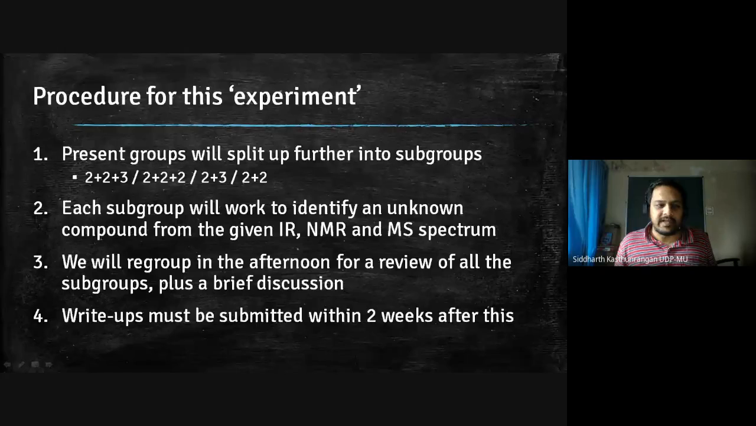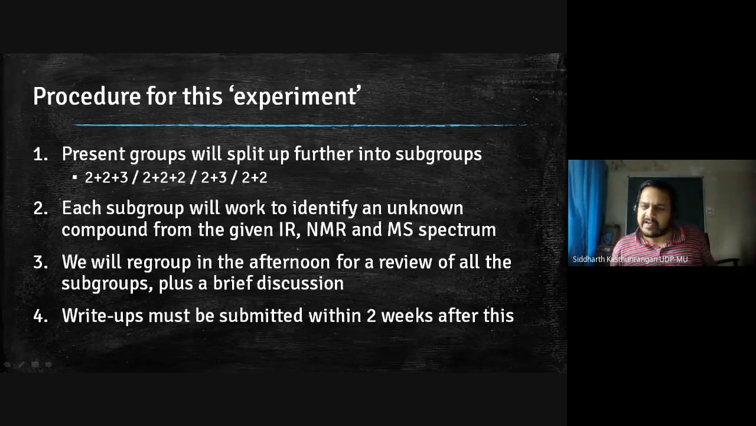If there are 7 students, then 2 plus 2 plus 3. 6 जन हैं तो 2 + 2 + 2, 5 जन हैं तो 2 + 3, 2 ही ग्रुप बनाएंगे, 4 ही जन हैं ग्रुप में तो 2 का 2 ग्रुप बनाएंगे. We will split into subgroups.